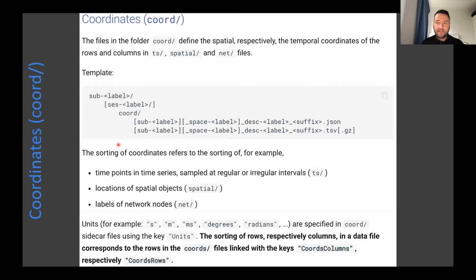So these coordinates are also stored in TSV files, and they also have themselves metadata that specifies them. Of course, the metadata for a coordinate is, for example, the unit. We need to know which unit a coordinate has. Otherwise, we don't know where it is in a coordinate system. So units can be, for example, seconds or meters, and so on.